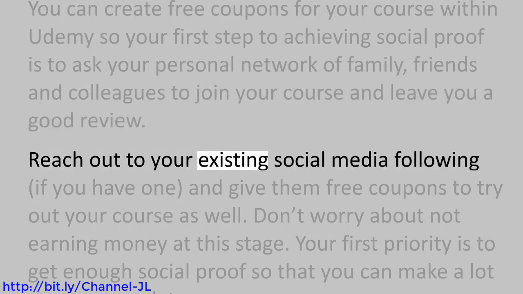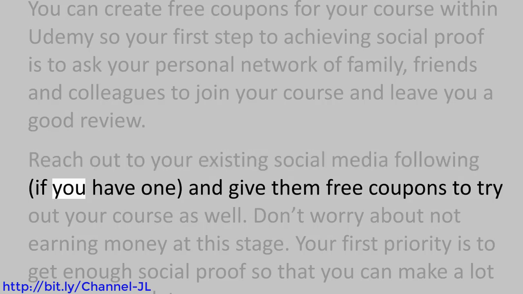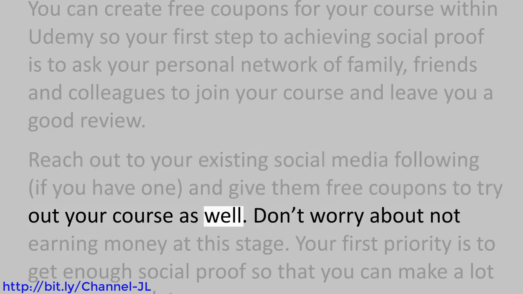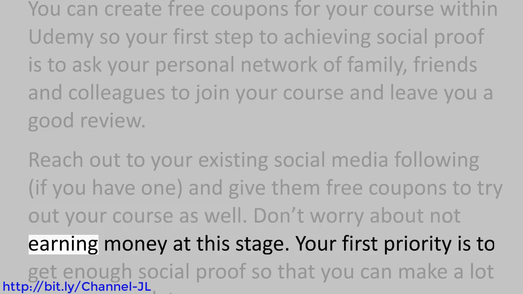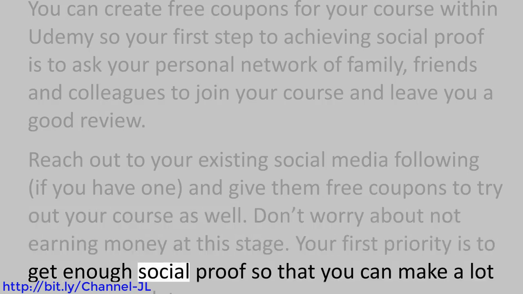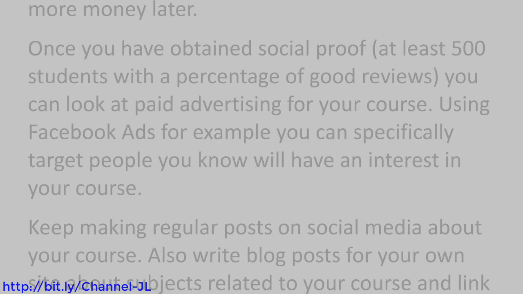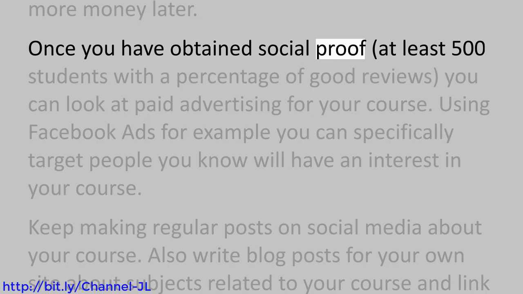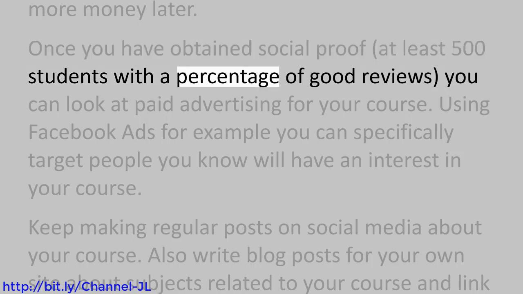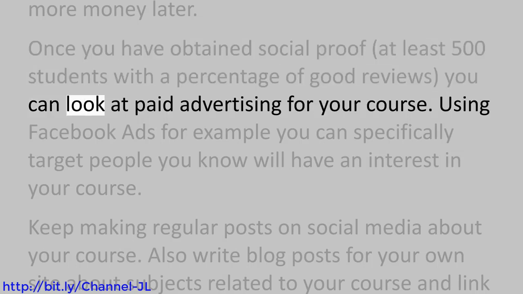Reach out to your existing social media following, if you have one, and give them free coupons to try out your course as well. Don't worry about not earning money at this stage. Your first priority is to get enough social proof so that you can make a lot more money later. Once you have obtained social proof, at least 500 students with a percentage of good reviews, you can look at paid advertising for your course.